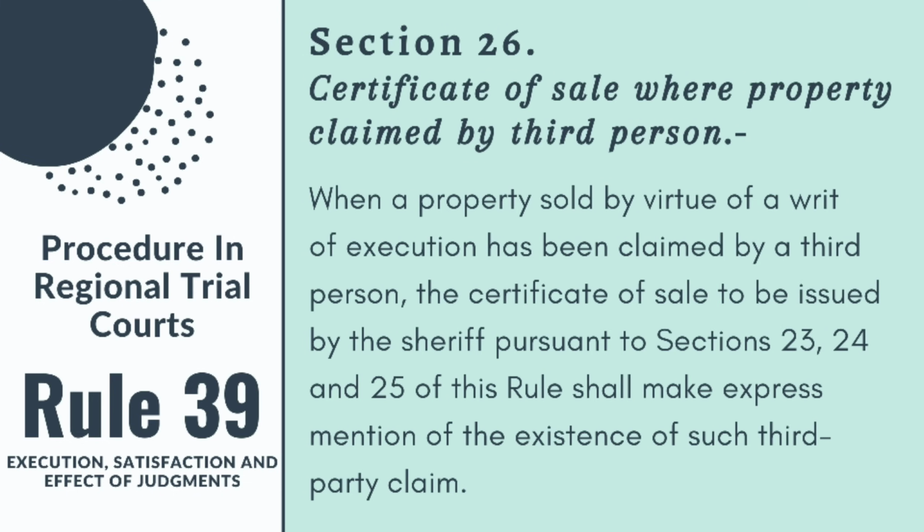Section 26. Certificate of sale where property claimed by third person. When a property sold by virtue of a writ of execution has been claimed by a third person, the certificate of sale to be issued by the sheriff pursuant to sections 23, 24 and 25 of this rule shall make express mention of the existence of such third-party claim.